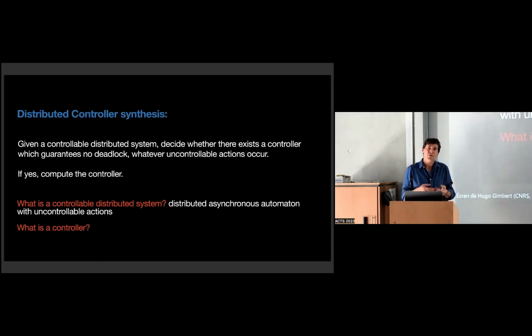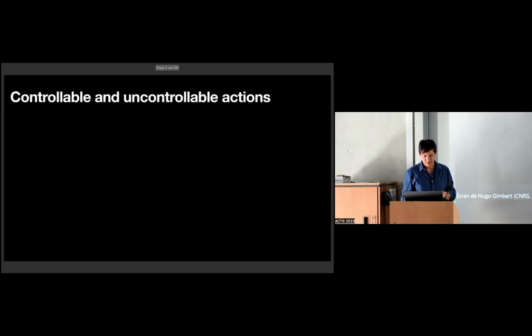Of course, if there exists a controller, you are happy to know it, but you also want to compute the controller, to be able to control your plant, your system, your network of computers, and so on. That generic presentation of the question opens two sub-questions. What is a controllable distributed system? And what is a controller? I will show you the notions one by one because this is an interesting topic, but it's a bit technical, so it's hard to share all the notions in one hour, but I will try my best.